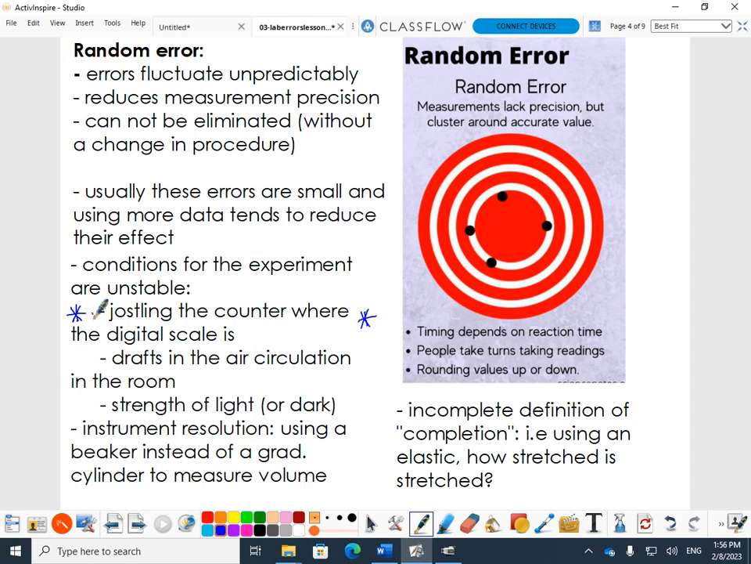This one's a big one too. People take turns taking readings. So try to use the same person. Somebody is the watcher of the thermometer. If you change the water sample, take it from the same bottle or the same sink so you're not introducing random errors that you can fix.